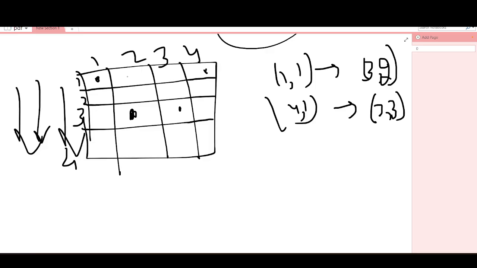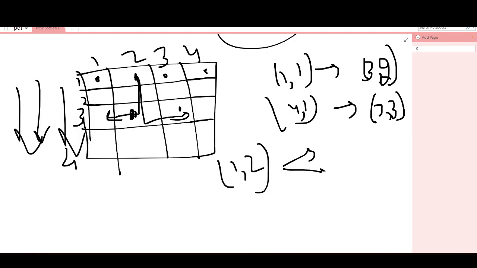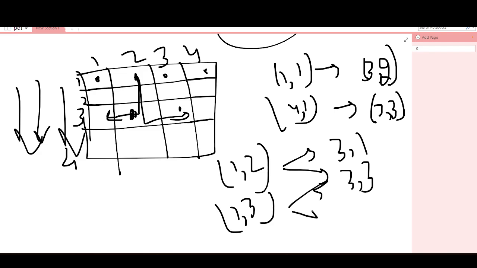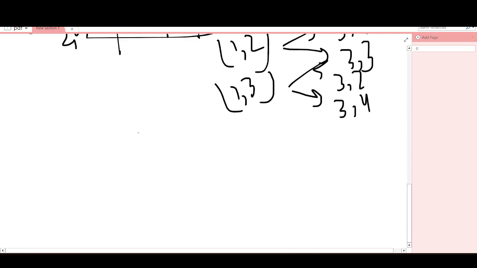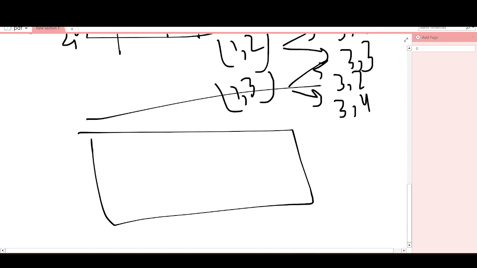Now between 1 and 4, if I place a knight on 1 comma 2 or 1 comma 3, it will always have two positions to attack. For example, if I place a knight on 1 comma 2, it will have two positions to attack: 3 comma 1 and 3 comma 3. Similarly, on 1 comma 3, there are two positions to attack: one is 3 comma 2 and the other is 3 comma 4. So if I have a k cross k chessboard, for example, this dimension is k.